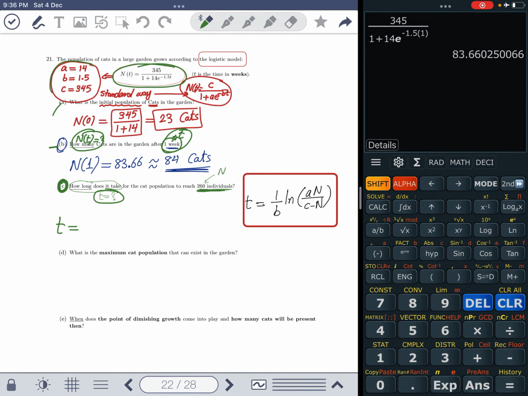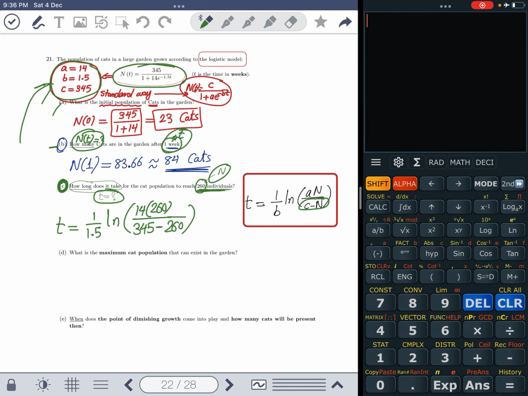Notice in the question we have a, b, and c. So 1 over b, which is 1.5, ln of a·n, so 14 times the n that they're giving us here, 260. 14 times 260 over C minus n. C is 345 minus n, which is 260. This was the inverse formula.